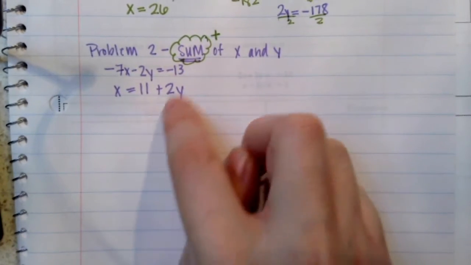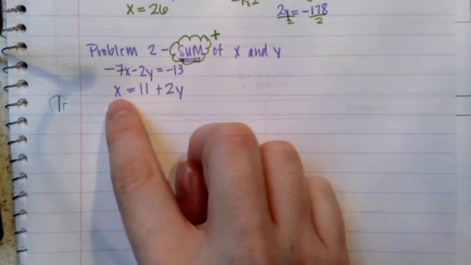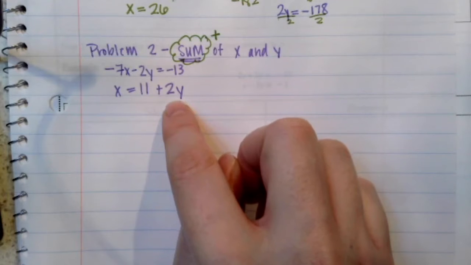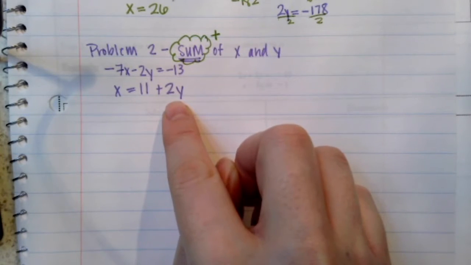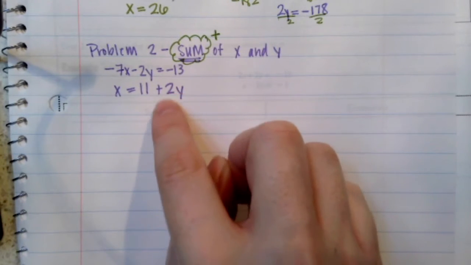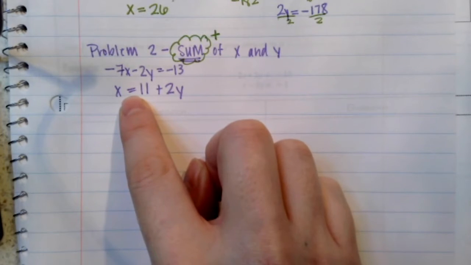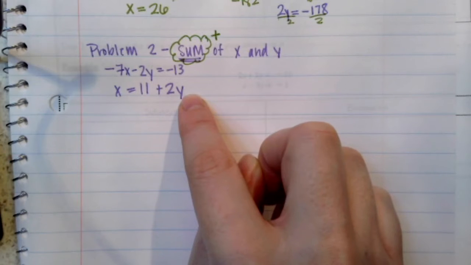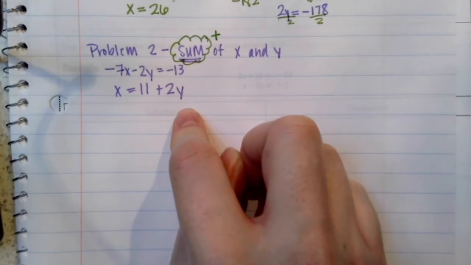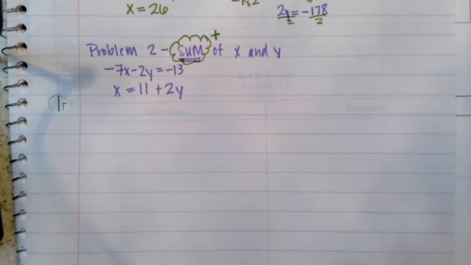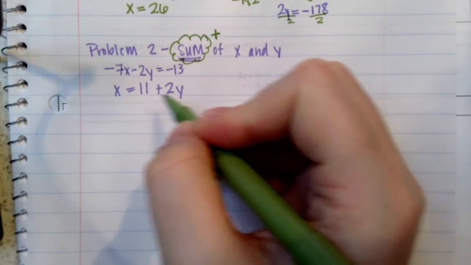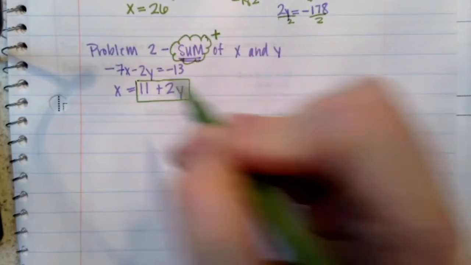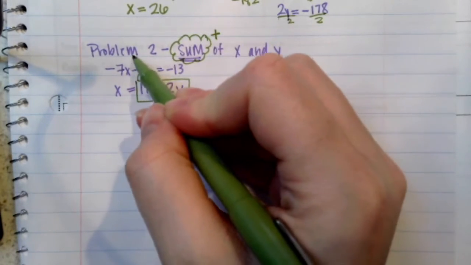However, when I look at this, I notice that this already says x equals, and so this is set up perfectly for substitution. If you like elimination more, you would have to move this plus 2y to the other side by subtracting, and then you'd have to multiply it all by -1 to be able to eliminate. However, since this is already set up for substitution, I am going to substitute in my x equals expression for x.